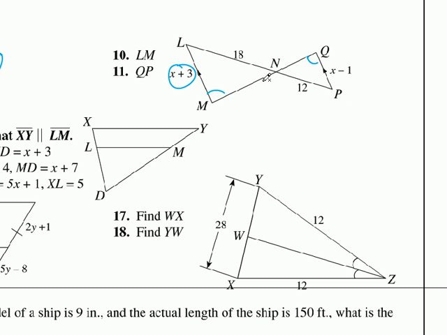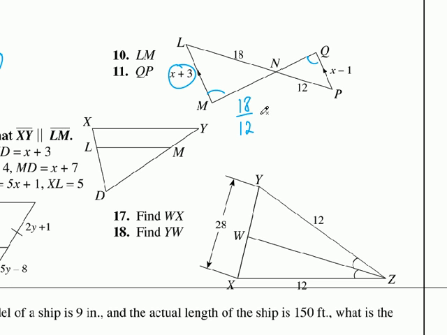I got parallel lines cut by a transversal. They are alternate interior angles, right? So this angle is equal to this angle. So that means 18 is opposite this, 12 is opposite this, so 18 and 12 are corresponding sides, aren't they? So what can you do? You could do a couple things. You could go 18 to 12.